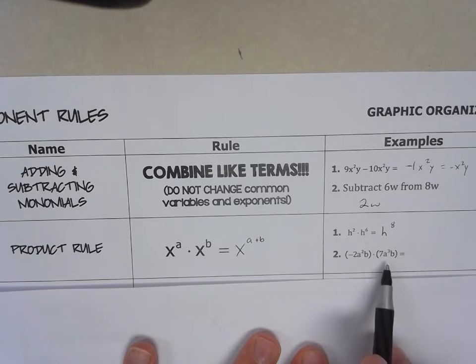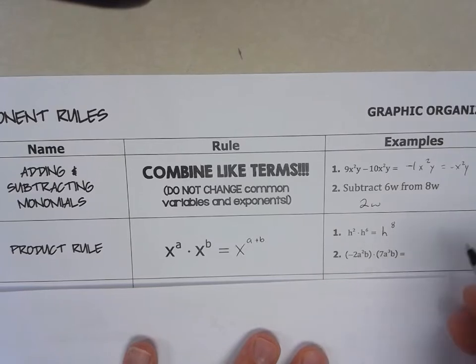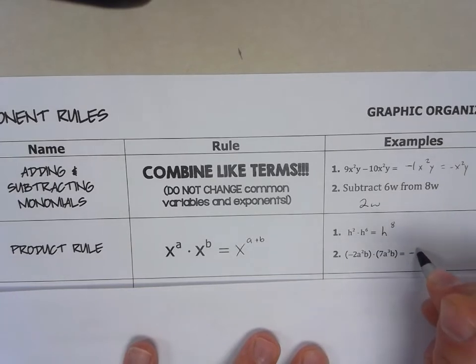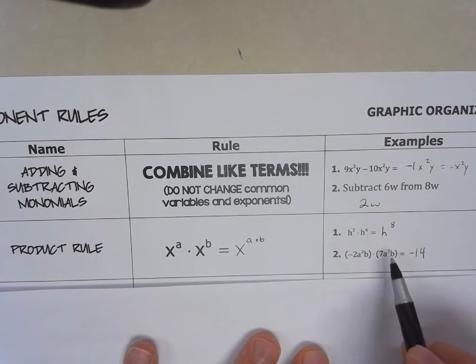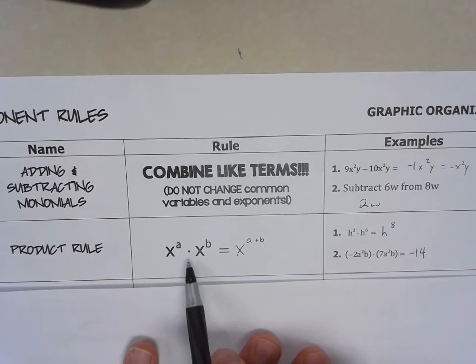All right. So let's start going left to right here. So -2 times 7, same rule as always. A positive times a negative will give us a negative. 2 times 7 is 14. Now we have a squared times a cubed, right? Using our rule, 2 plus 3, it's just going to be a to the 5th.